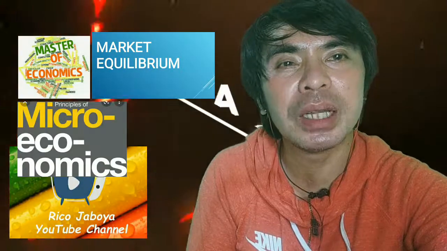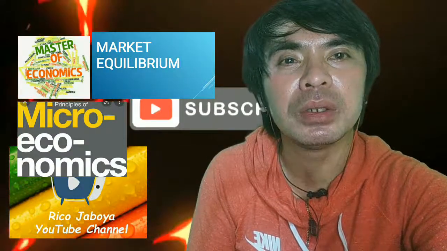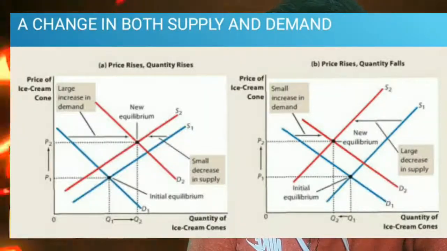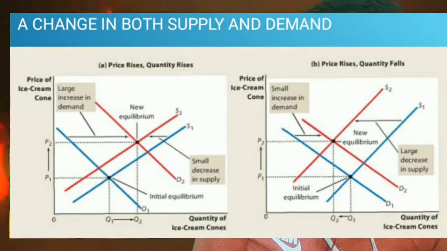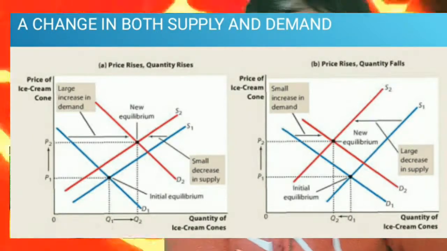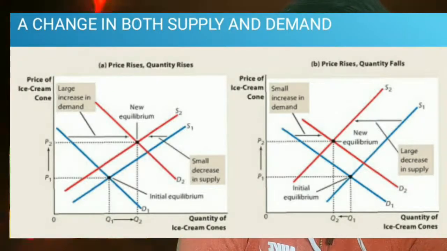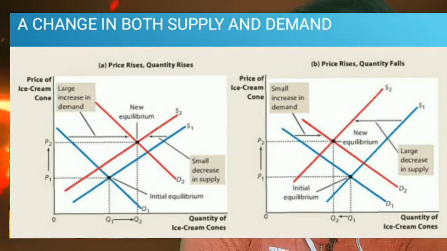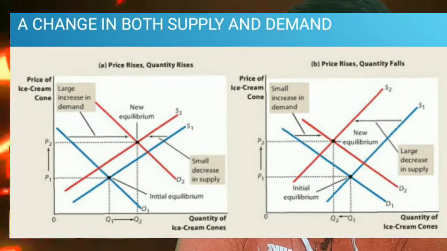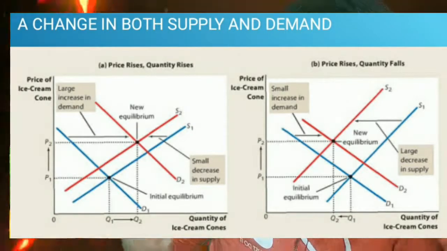Susunod po natin yung ito. This part might complicate you. Kasi talagang salu-salubong na yung mga ano niya. Yan. So salu-salubong na sila at madami pa. Kung makikita natin, this pertains to a change in both the supply and demand. Alright, here, as you will notice, dun sa first graph tayo sa A, price rises, quantity rises. Kung makikita nyo, how are we going to look at it? Inisip mo lang itong glass ko.